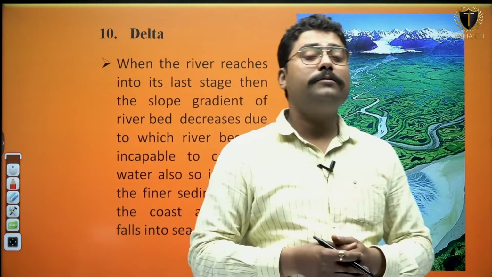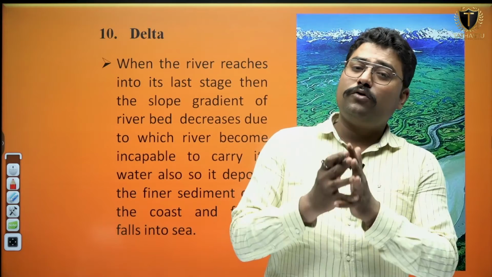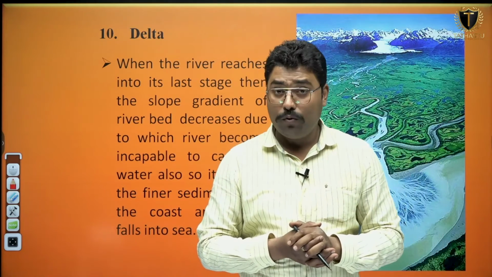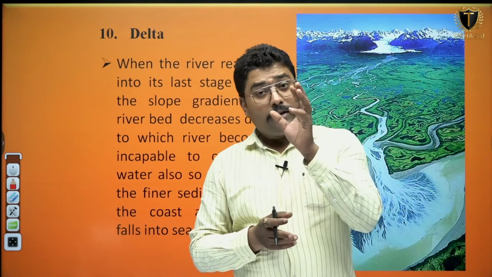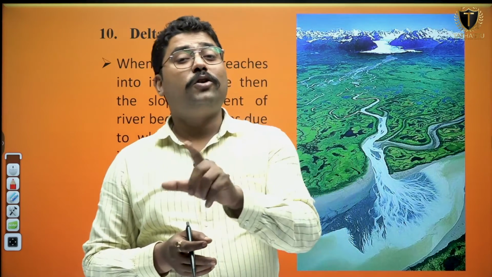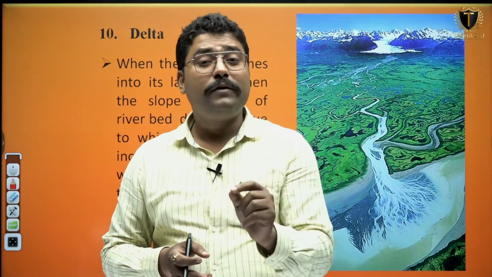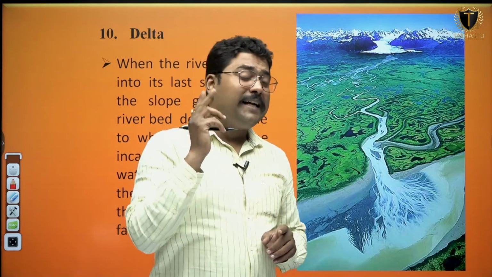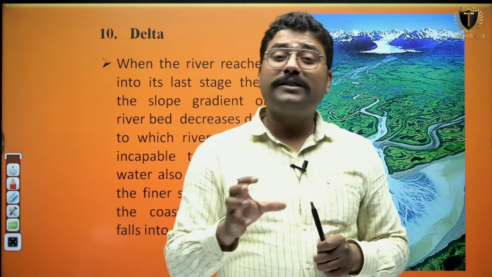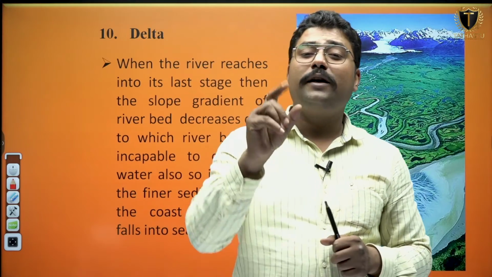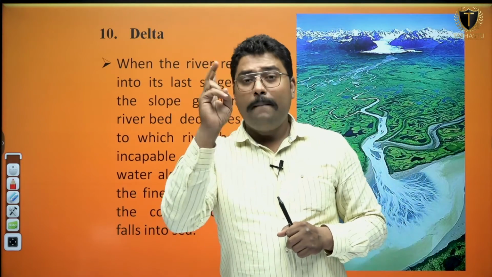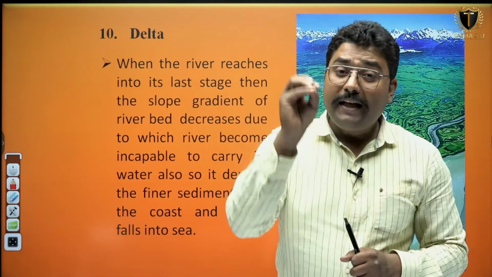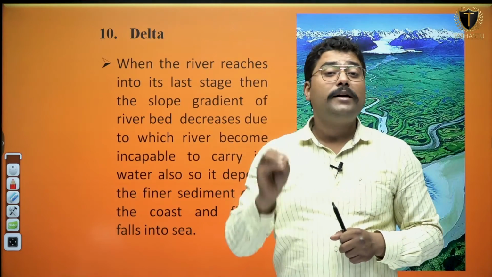Now the question comes, sir, the same river is going to form the delta and estuary both? No. The rivers which form delta are not going to form estuary, and the rivers which form estuary will not form delta. First thing. Second thing, the river which passes through all the three stages of its life, childhood, mature and old, is only going to form the delta.